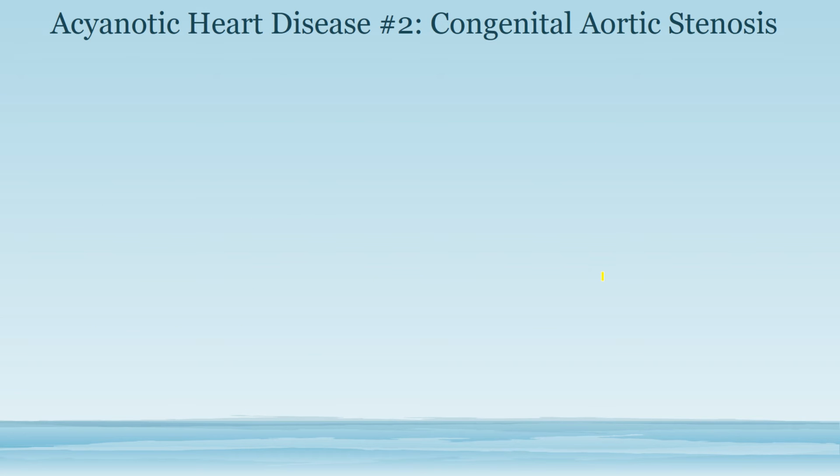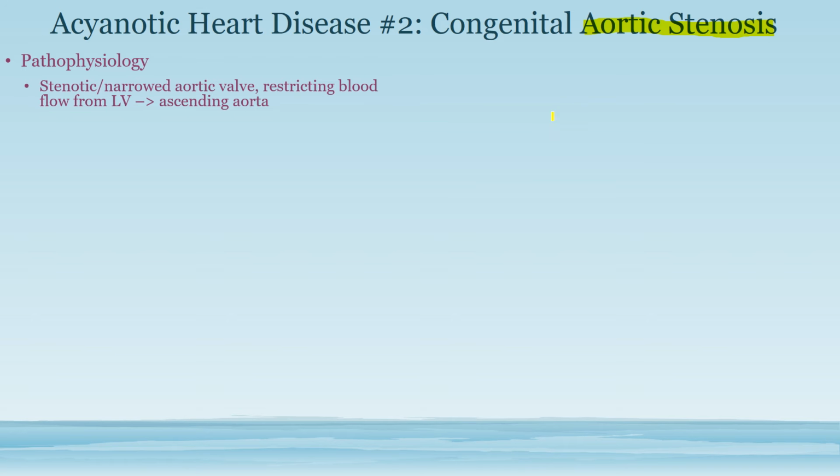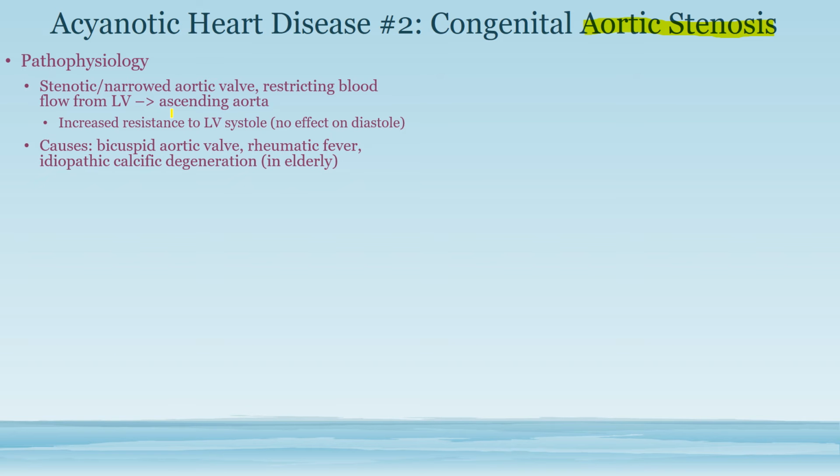Now let's talk about congenital aortic stenosis. This is our second acyanotic heart disease. Pathophysiology is just like in pulmonic stenosis, you have a narrowing of one of the semilunar valves, this time the aortic valve. So you have a stenotic narrowed aortic valve restricting blood flow from the left ventricle to the ascending aorta. So you have decreased blood flow in the ascending aorta and a lot of increased pressure in the left ventricle. And what's that going to lead to? Increased resistance to systole and eventual hypertrophy of the left ventricle.